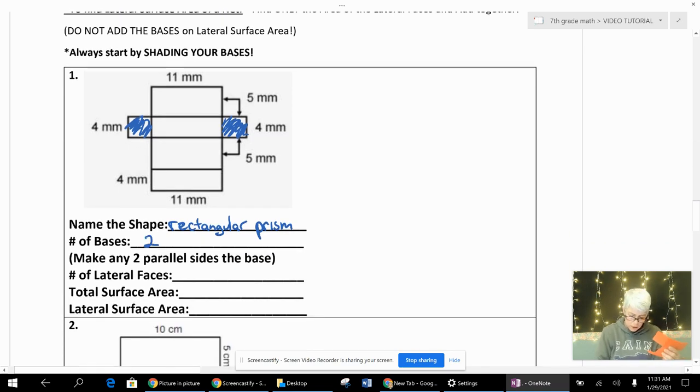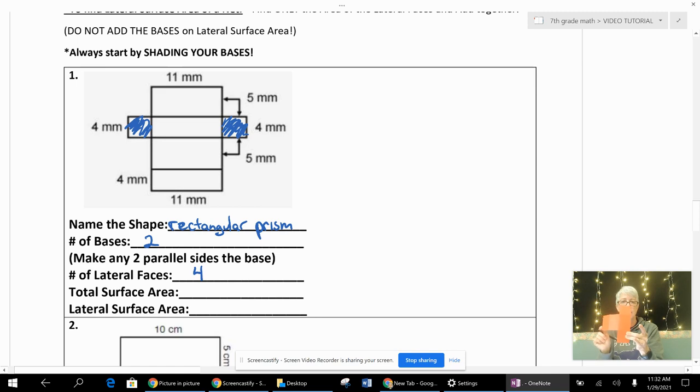All right, so it says make any two sides the base. So we did that. We picked two sides. We always have to pick the same two sides. So if that's true, there's four faces. And now we need to find the total surface area. So here's what's cool about, as much as I say you have to find the area of these 6 rectangles, you really only have to find the area of 3 rectangles because this one has a twin.